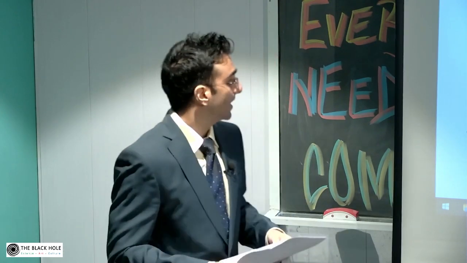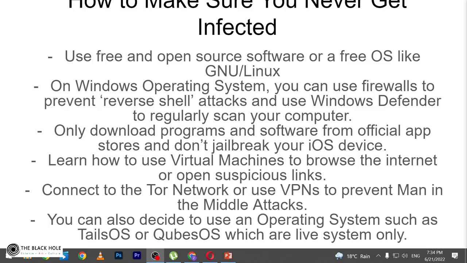Another thing that you can do is download programs and software from official app stores and not jailbreak your iOS device. iOS is one of the most secure operating systems in the world. However, if you try to jailbreak your iOS, you will essentially be removing all of the safety features that Apple has. So avoid jailbreaking your iOS device, and also do not install any program that is not in the official app store, such as Google Play or the App Store on Apple.